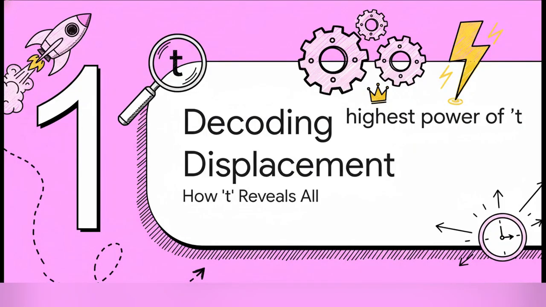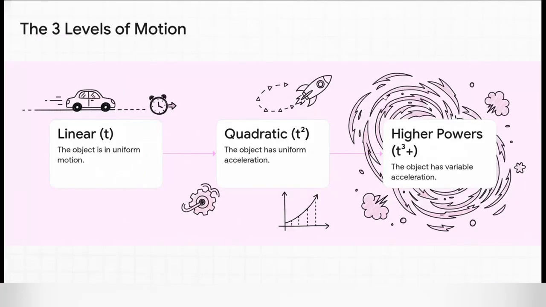All right, our decoding mission begins with displacement. And here's the big secret, the thing that changes everything. All you have to do is look at the highest power of t in a displacement equation, and you'll instantly know what's up with the object's acceleration. It's pretty much a cheat code for kinematics. So let's break this code down into 3 simple levels.